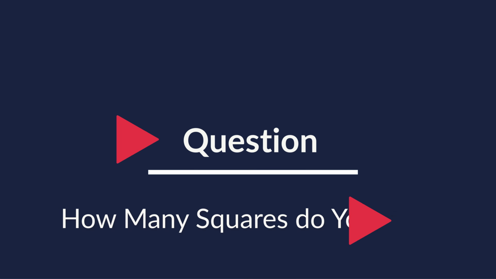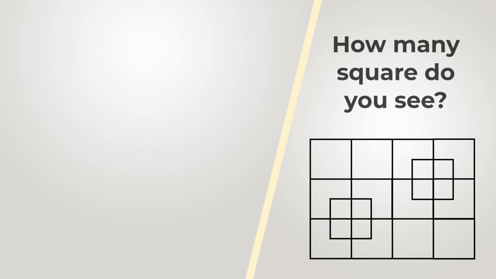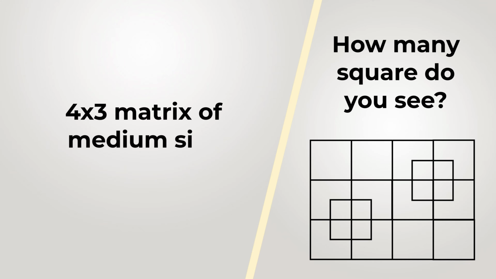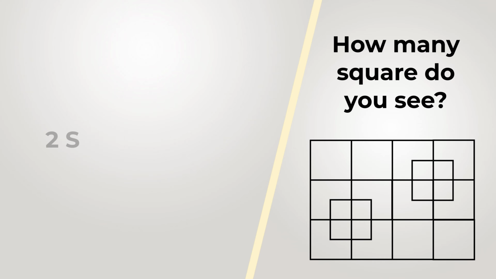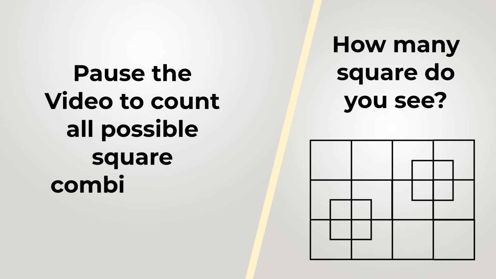I gotta tell you, I love this question. This is such a unique question, and we see a lot of variations of this question on the test. In this particular version, you are presented with the 4x3 matrix of squares, and then you see two additional squares on top of the medium-sized squares. And the question is, how many squares do you see on the picture?